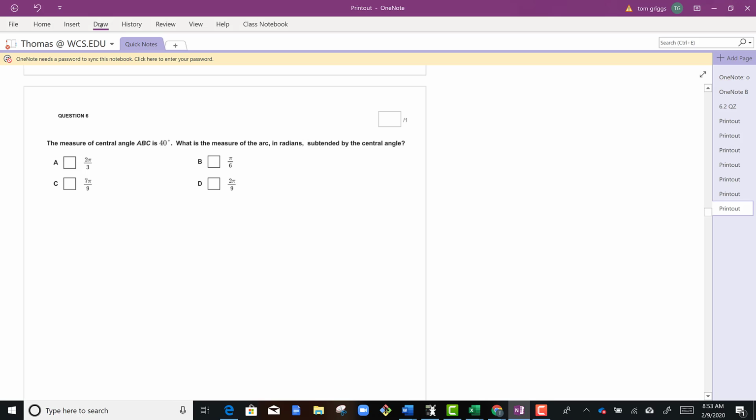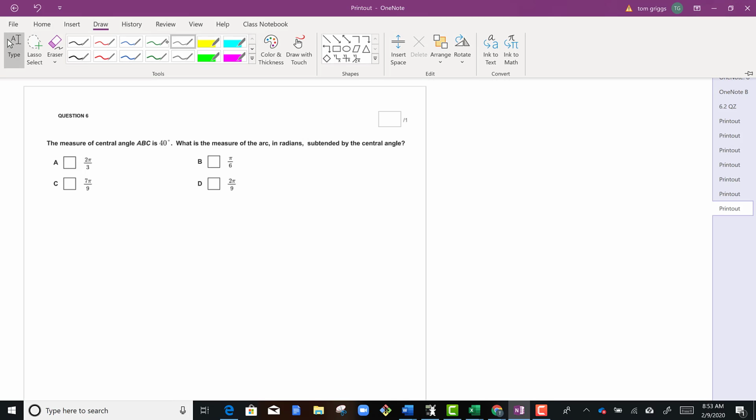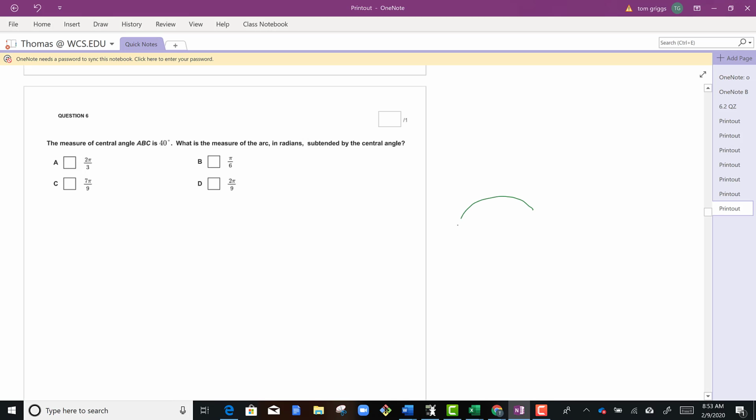So this next problem, it gives you a central angle, ABC. Remember, it's important to know your terminology here. This is a poorly drawn central angle here. But this would be central angle A, B being the center. That's supposed to be the center of the circle. And they tell us the measure of that angle is 40 degrees.